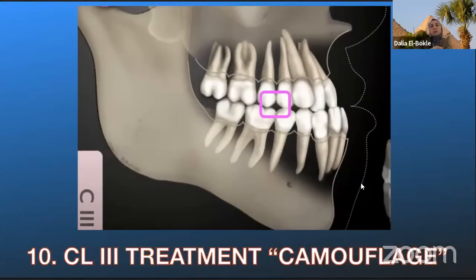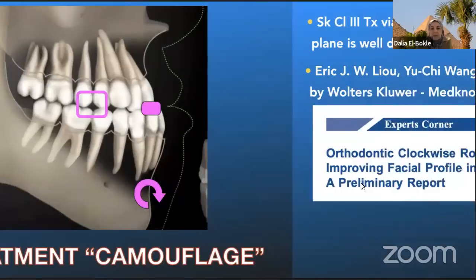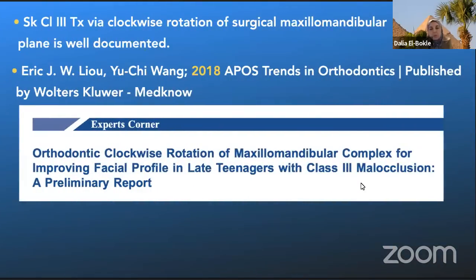Well, you could also use a bite turbo for class 3 treatment, especially in mild class 3 cases where you are doing a camouflage kind of treatment. In this case, I prefer to use the bite turbo in the front in order to effect a downward and backward rotation of the mandible. And this really helps with the correction of the class 3.